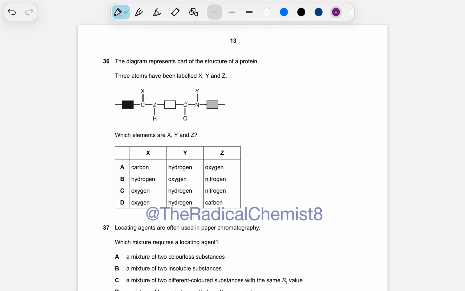Next, the diagram represents part of the structure of a protein. 3 atoms have been labeled X, Y, and Z. Which elements are X, Y, and Z? So for proteins, you need to remember you've got the amide functional group, which looks like this. So using this then, X must be O, Z must be the N, and Y must be a H. So it's either this or this, and so your answer is C.